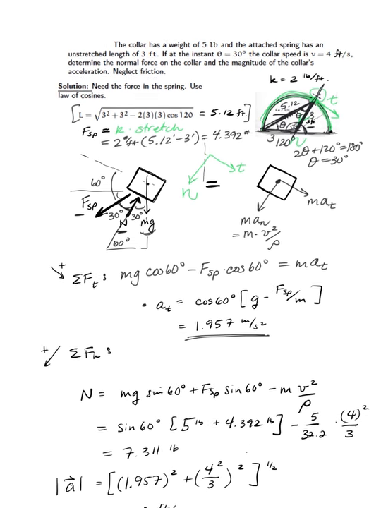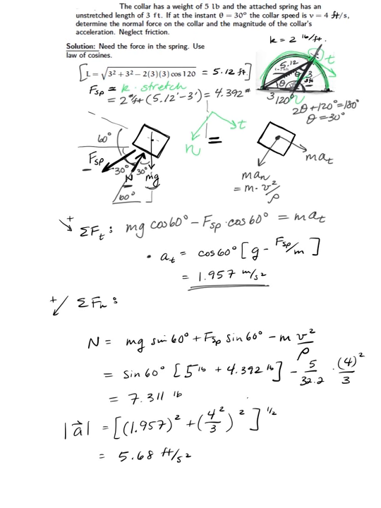If I go ahead and also now sum my forces in the normal direction, what do I have? I'm going to call positive going towards the middle of the circle. So I'm going to have minus N. I'm going to have plus, I've got a gravity component going in the positive direction.